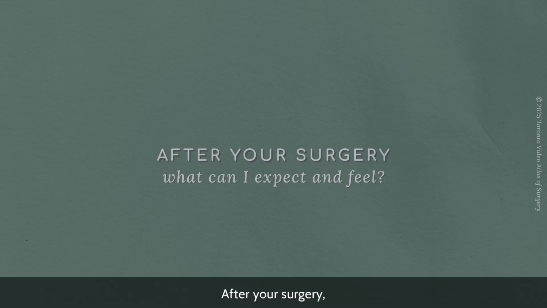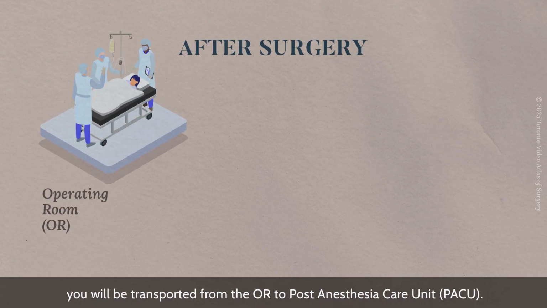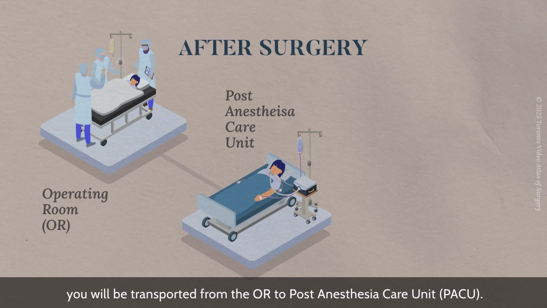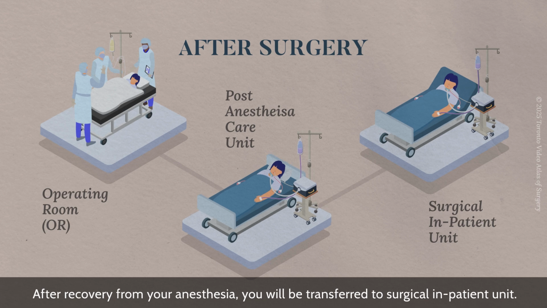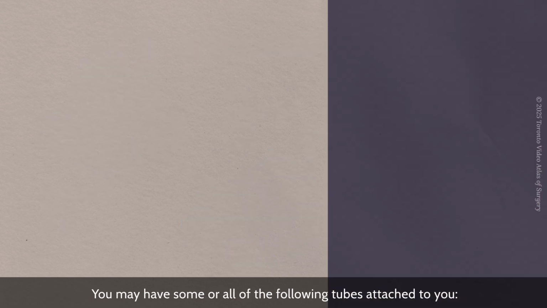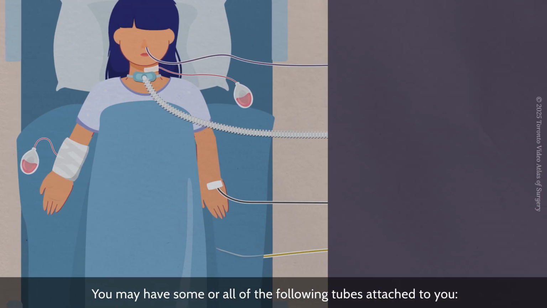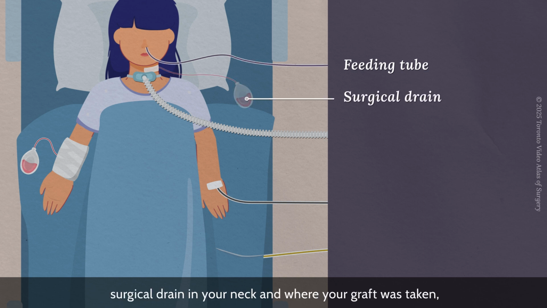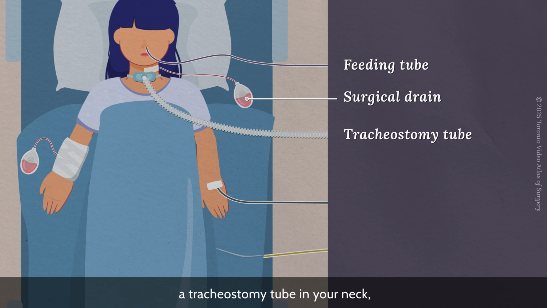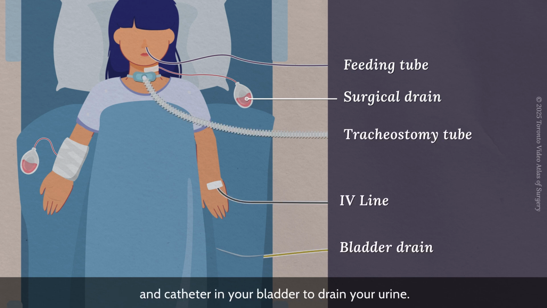After your surgery, you will be transported from the OR to post-anesthesia care unit. After recovery from your anesthesia, you will be transferred to surgical inpatient unit. You may have some or all of the following tubes attached to you. A feeding tube in your nose, surgical drain in your neck and where your graft was taken, a tracheostomy tube in your neck, lines in your blood vessels, and catheter in your bladder to drain your urine.